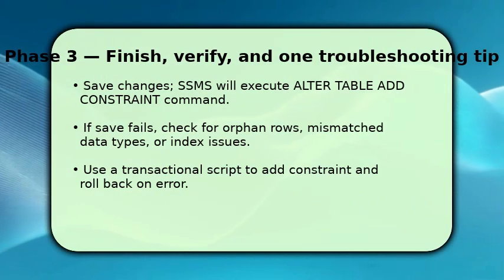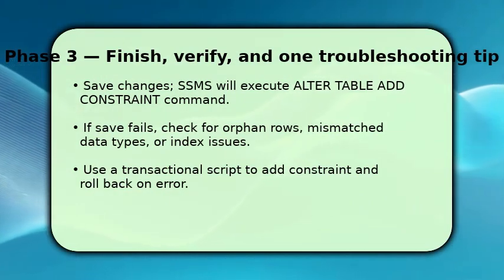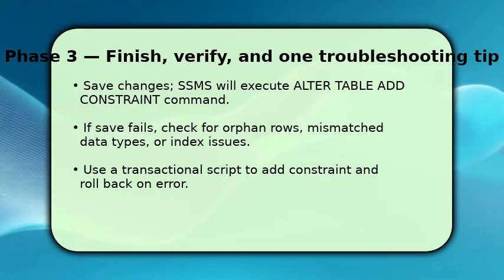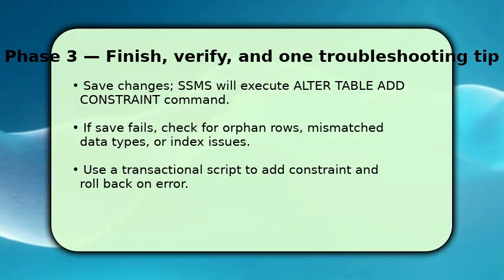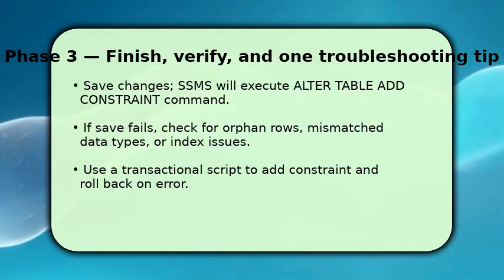Once done, save the Table Designer. SQL Server will run alter table add constraint to create the foreign key. If the save fails, inspect error messages. Common causes include existing orphan rows in the child, mismatched data types, or missing indexes on the parent key. To fix orphans, run a query to identify or delete them, then retry.